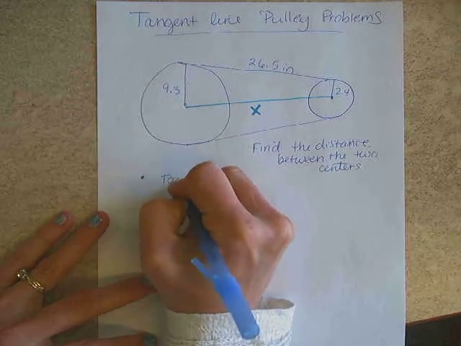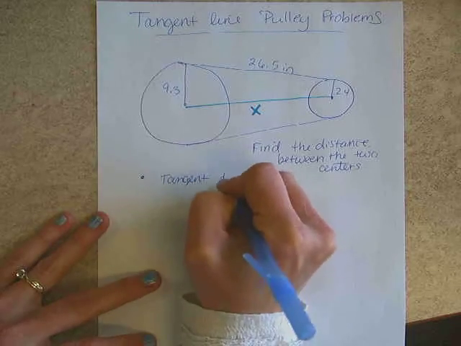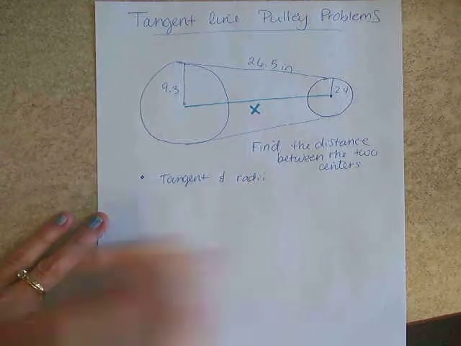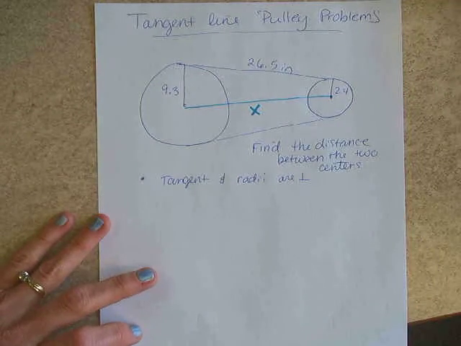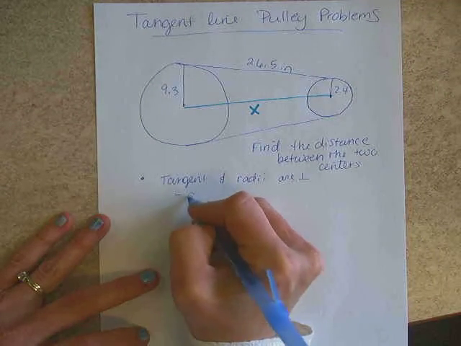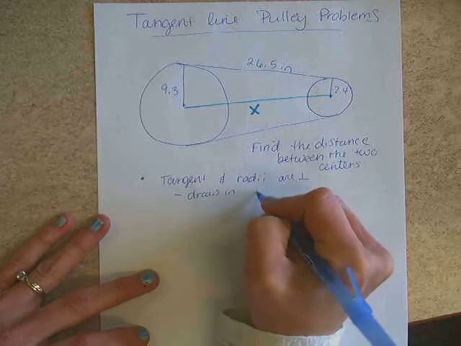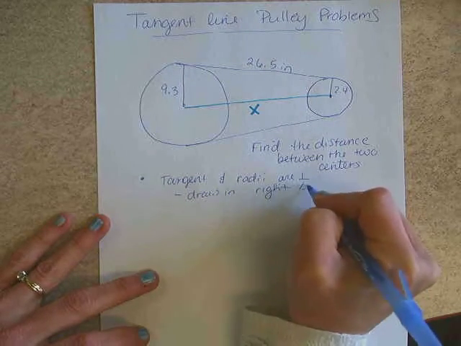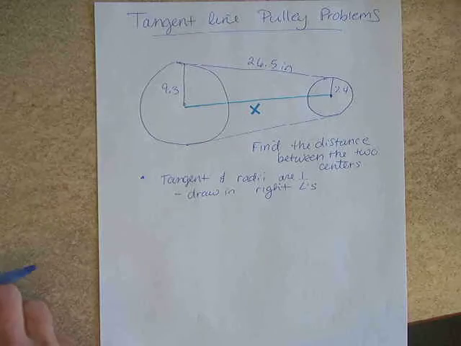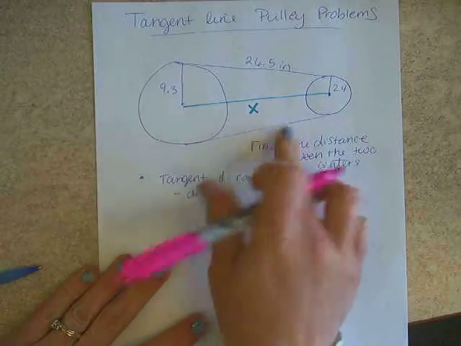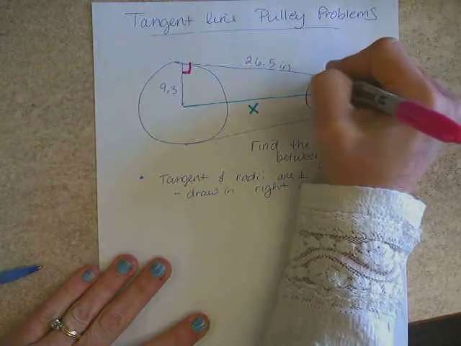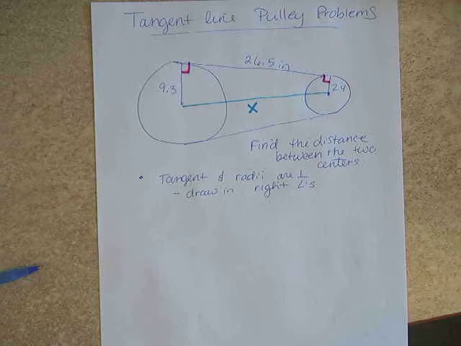All right, so your first step is to note that the tangent and radii are perpendicular. So draw in your right angles, the tangent and the radius. So this is the tangent, not that. So we have a right angle here and a right angle there.